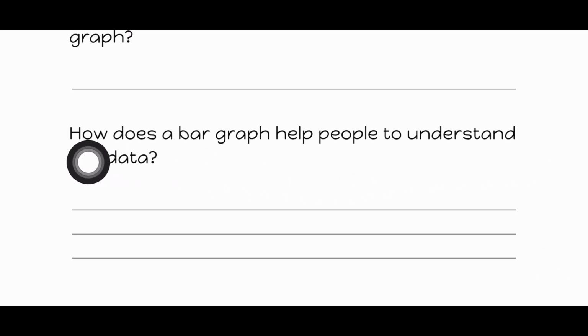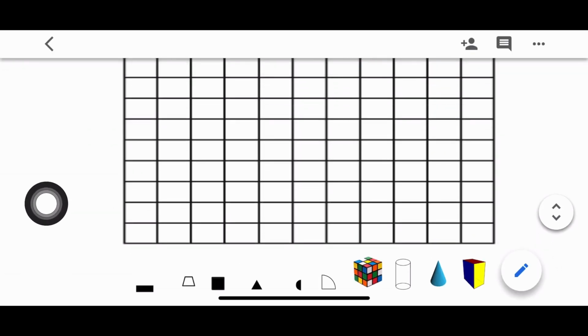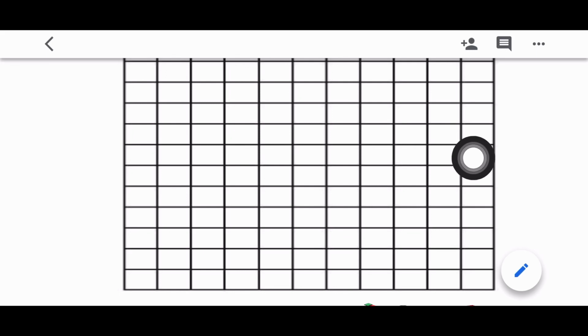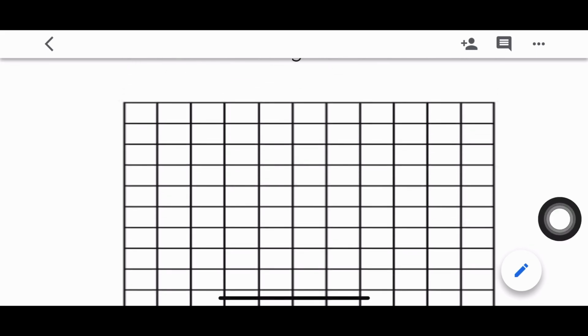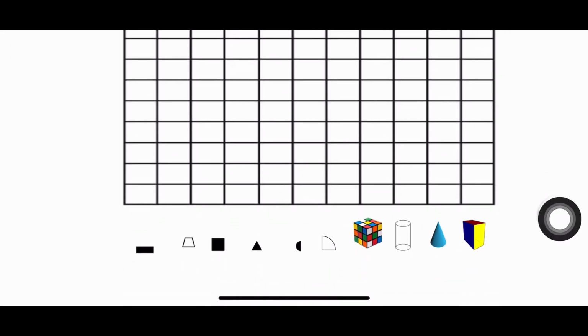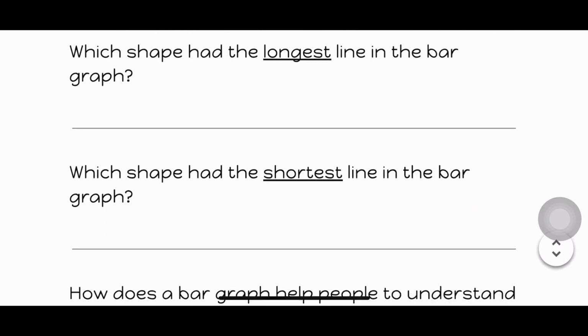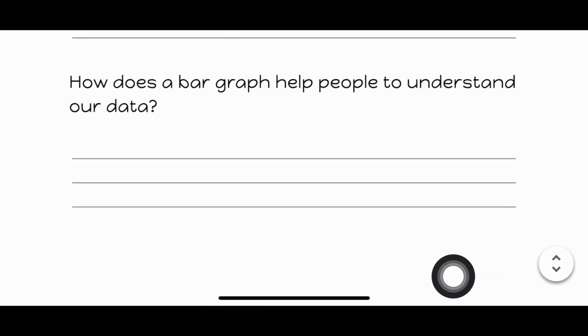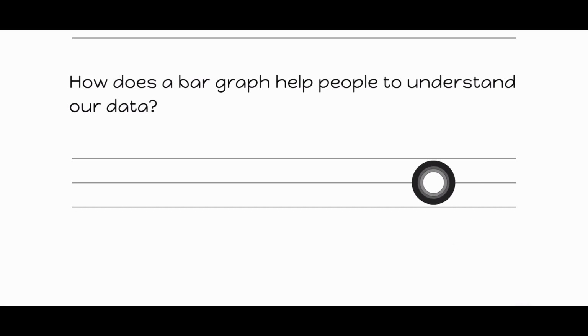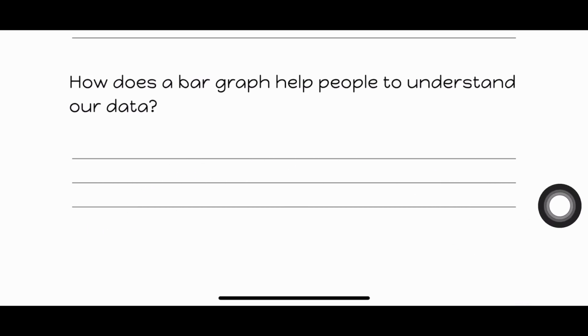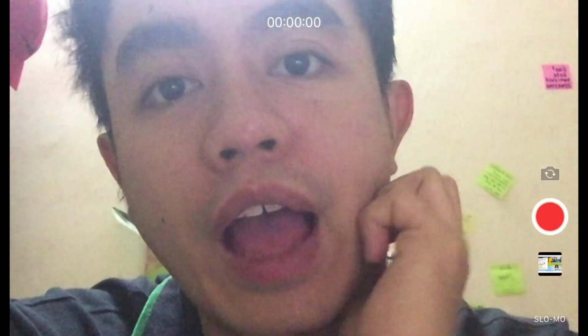I have one more question. How does a bar graph help people to understand our data? How does this bar graph help people understand better? How can you answer that? So the bar graph helps people by... and then we are going to give some answers later on. If you cannot really find any answers here, we'll discuss this in our Zoom session. Cool? I'll see you to answer that.